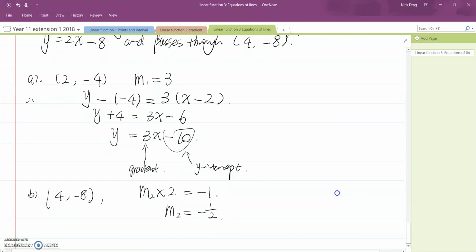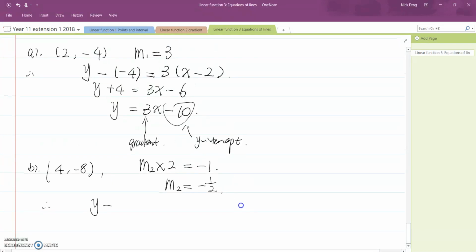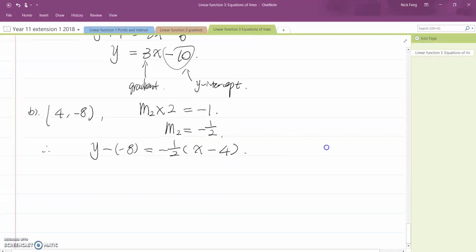Okay. Now, in this case, we're using the point gradient formula again. y minus y1, which is the y coordinate of the given point, equals m, which is negative a half, multiplied by x minus x1. Therefore, y plus 8 equals negative half times (x minus 4).